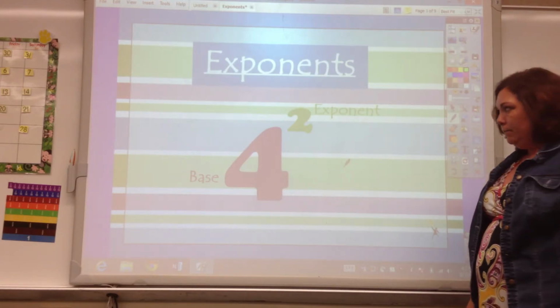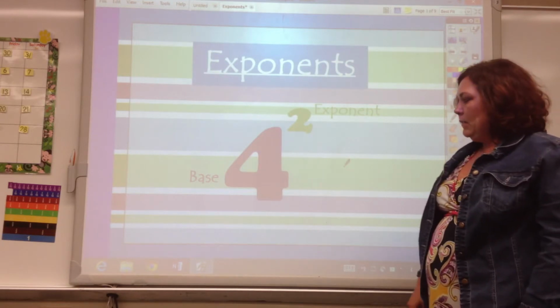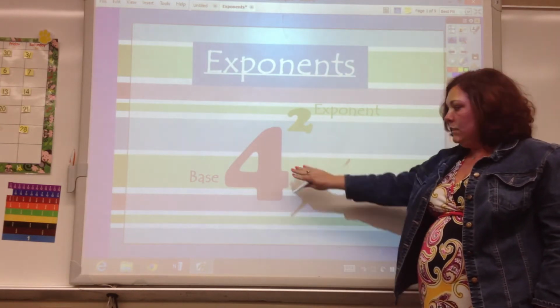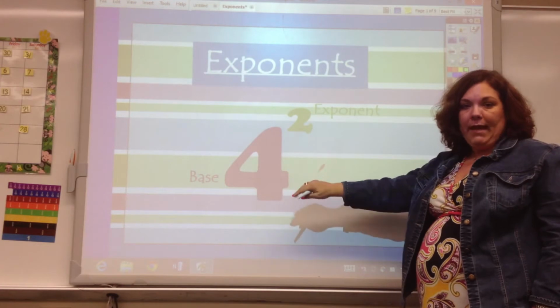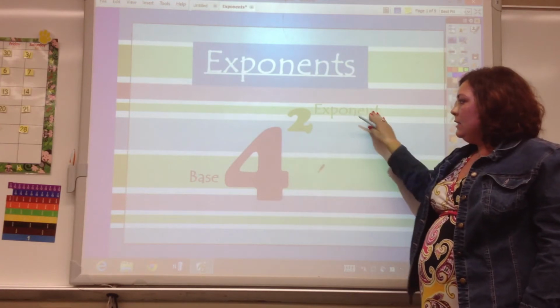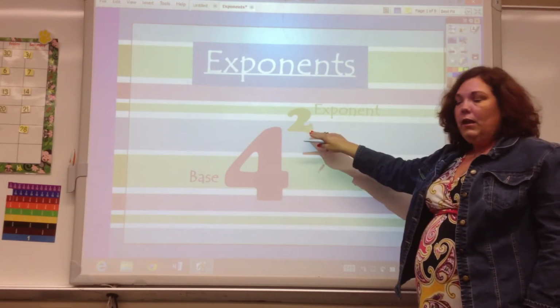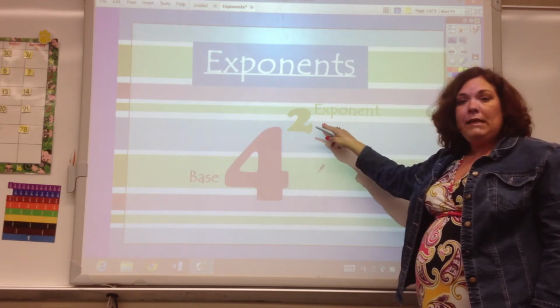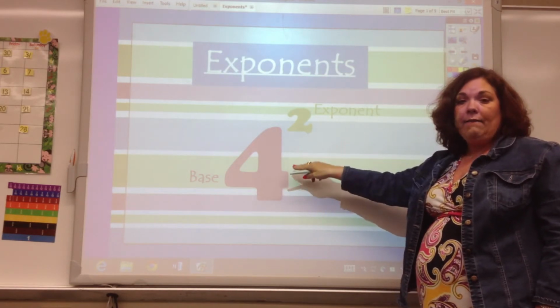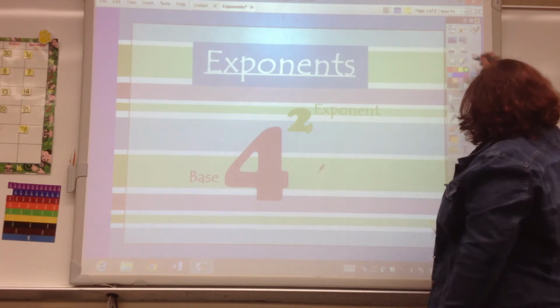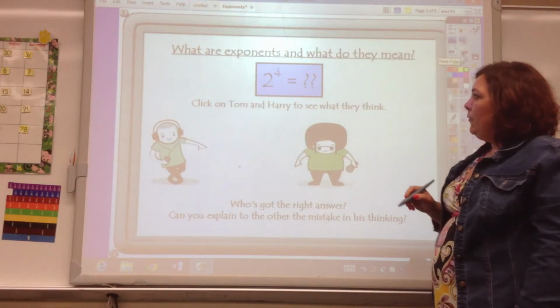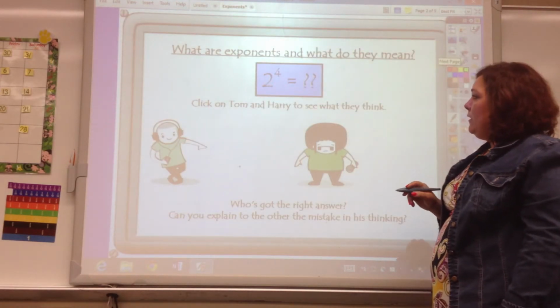So, exponents. Some of the things that you might remember: this is called the base, the big number, and the exponent is the small number. The exponent tells you how many times you're going to have the base in multiplication. So, what are the exponents and what do they mean?